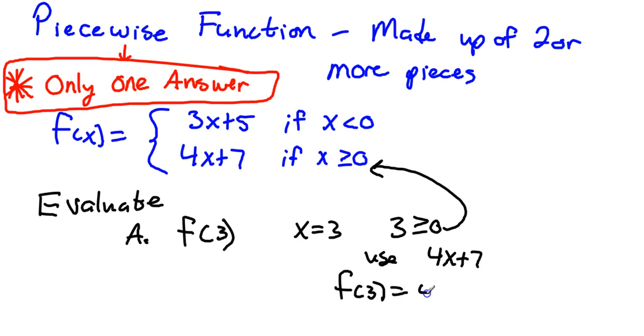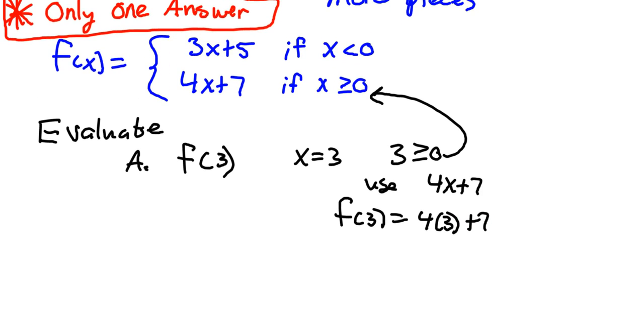So f of 3 would be 4 times 3 plus 7. So that's 12 plus 7, that would be 19.